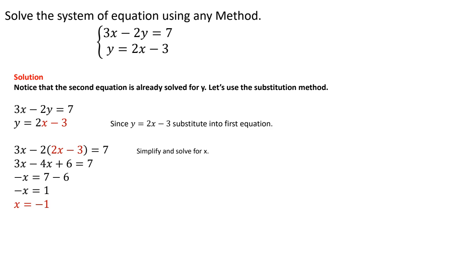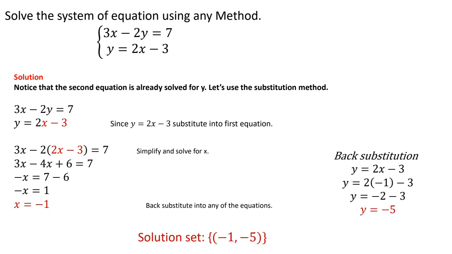So now that I have one of the variables, I'm going to substitute it into any of the equations. In my case, I want to substitute it into that second equation. So we have y is equal to 2 times the negative 1 minus 3. So y is equal to minus 2 minus 3. So y is equal to negative 5. So my solution set for this problem is x is equal to negative 1 and y is equal to negative 5.